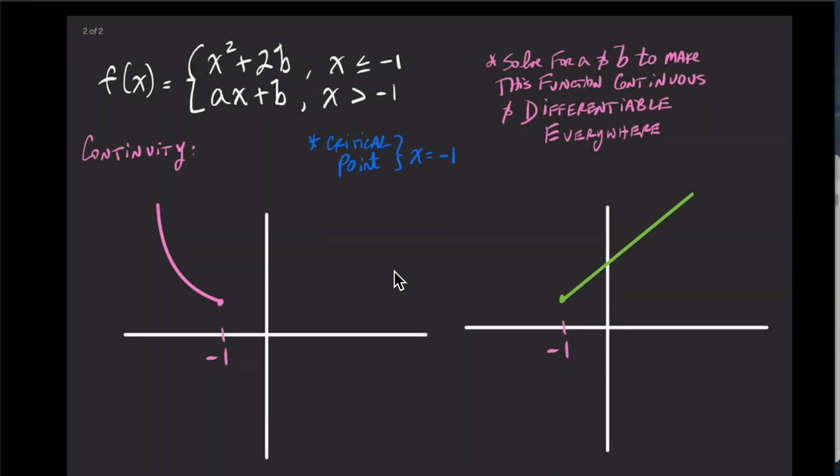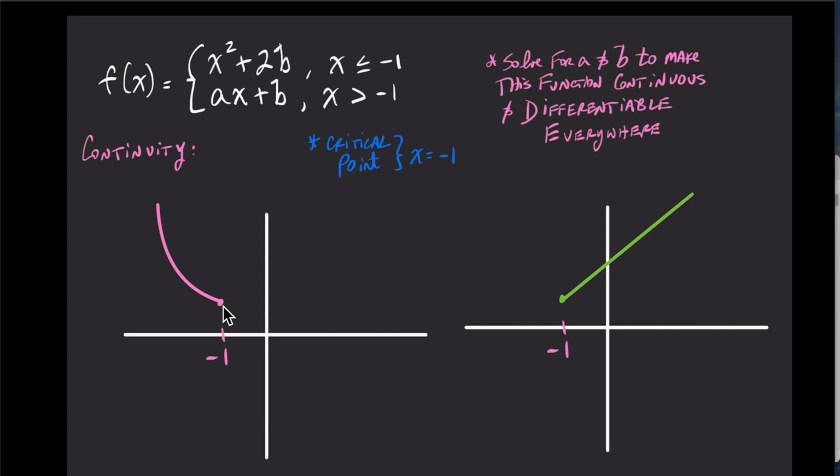Next, we are presented with this piecewise function where we have this expression x squared plus 2b when x is less than or equal to -1, and this alternative expression ax plus b when x is greater than -1, and we are asked to find a and b that would make this function continuous and differentiable everywhere. So folks, clearly the critical point is going to be -1.